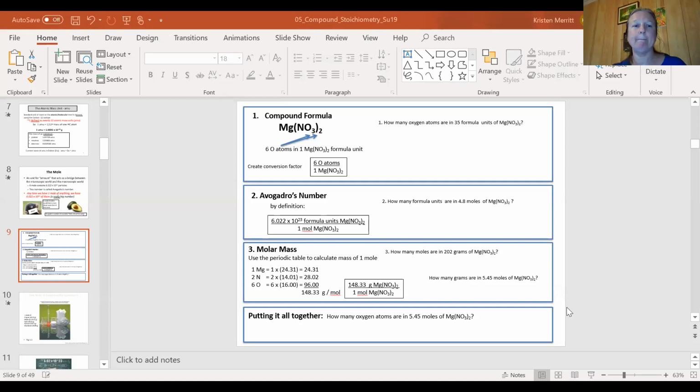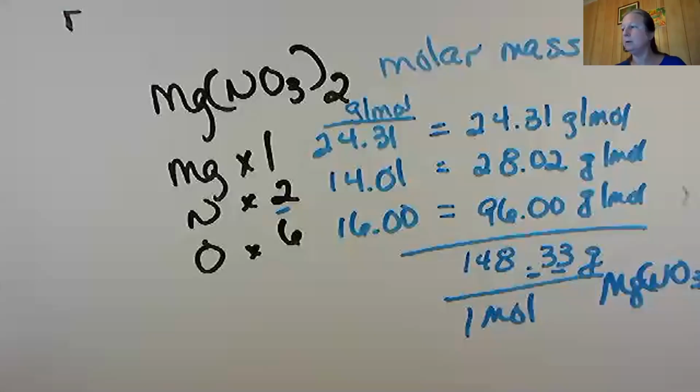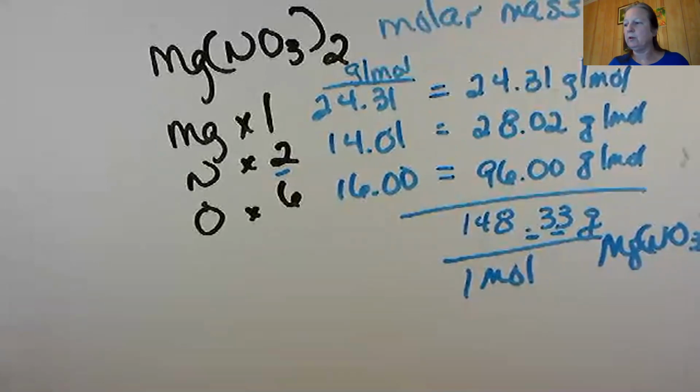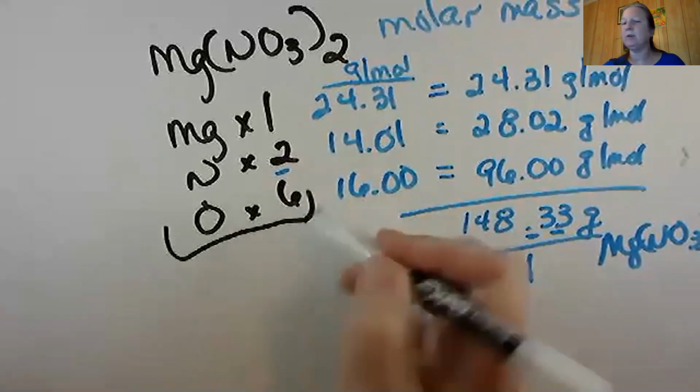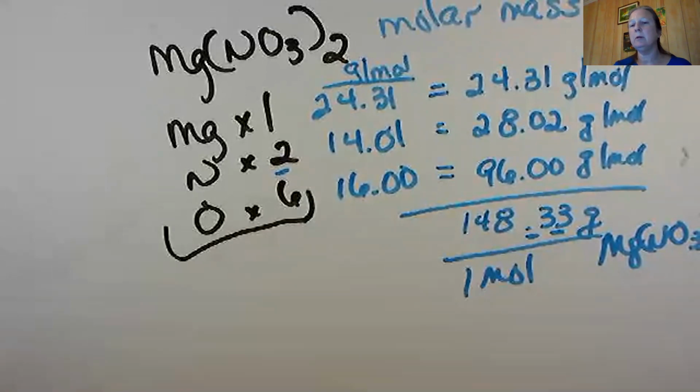All right. So we have a question down here. It says, how many oxygen atoms are in 5.45 moles of magnesium nitrate? All right. So let's go back to the whiteboard. I'll just slip this over. So we have a relationship right here, don't we? We have 6 oxygens in a single magnesium nitrate formula unit or a mole.